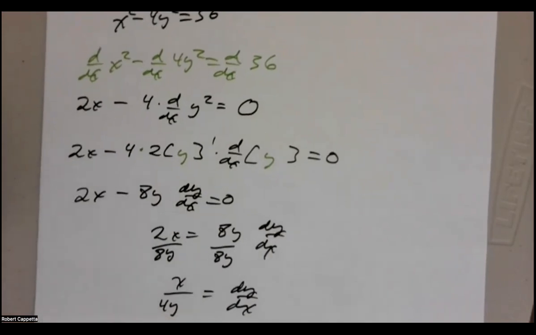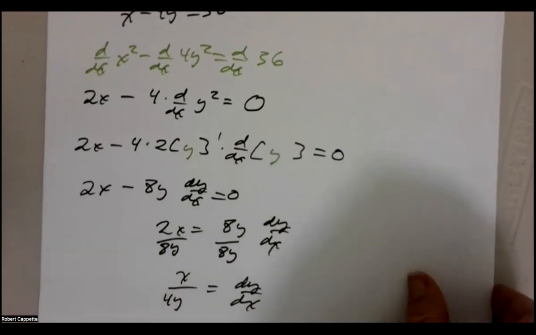Now, I want to get the second derivative. So let's move on to that question. So I've got dy dx is x over 4y.